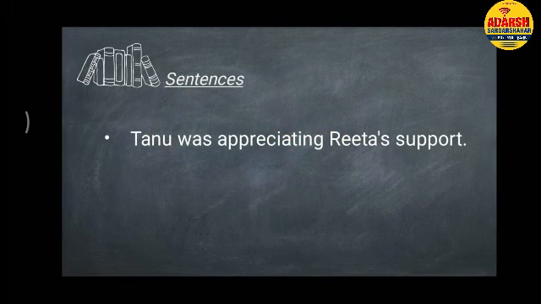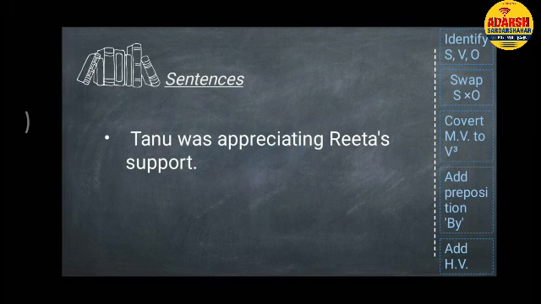Now let's start with our first example, which is Tanu was appreciating Rita's support. So this is our first sentence. Before going on, let us revise our steps, which are identify subject, verb and object, swap subject to object and object to subject, convert main verb to verb's third form, add preposition by, and add helping verb. So here in this sentence, let's go towards our first step, which is identify subject, object and verb. Our subject is always the doer. So here our doer is Tanu. So Tanu is the subject.